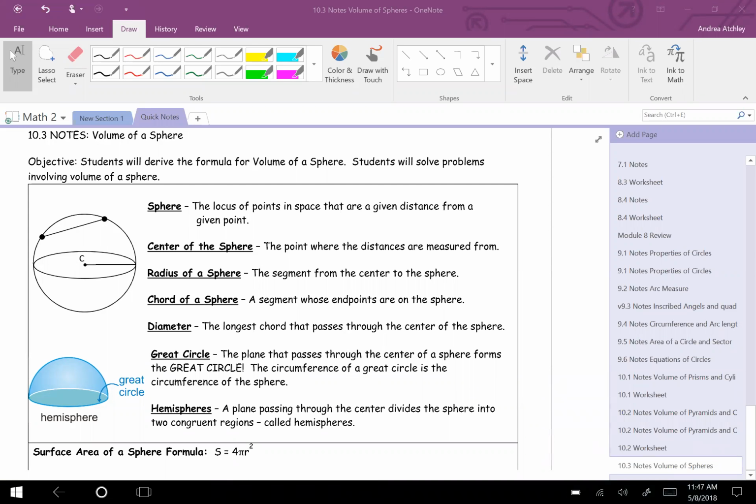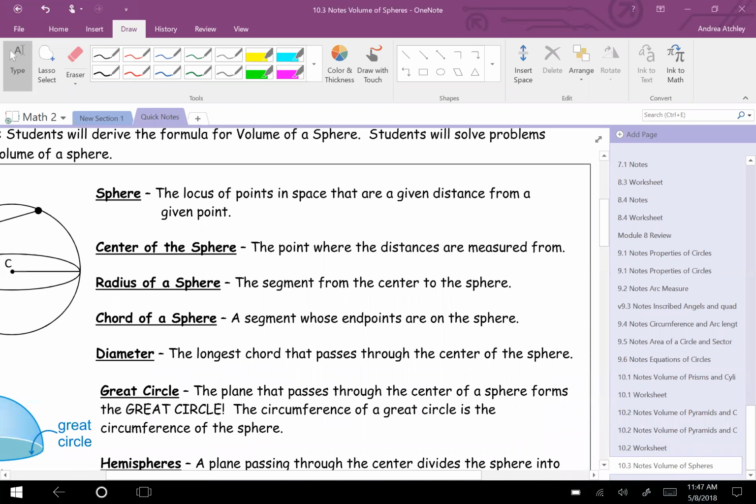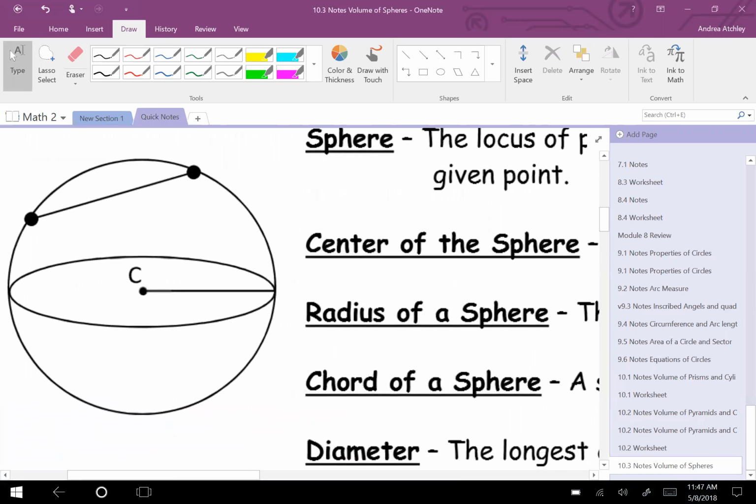Okay, so today we're learning about spheres. A sphere is the locus of points in space that are a given distance from a given point. So in all directions from the center point, the same distance away, that would create a sphere. The center of a sphere is the point where the distances are measured from. So in this case, this is the center.